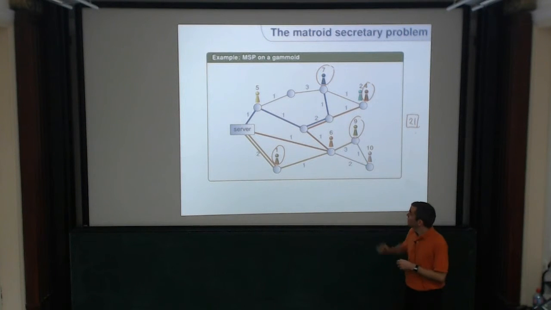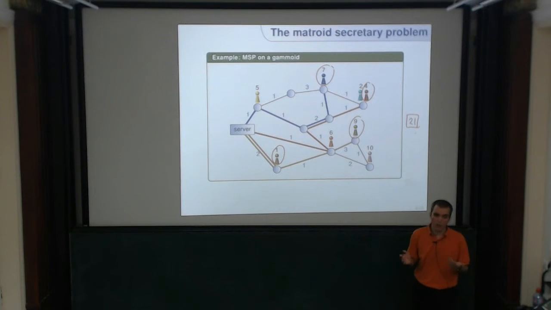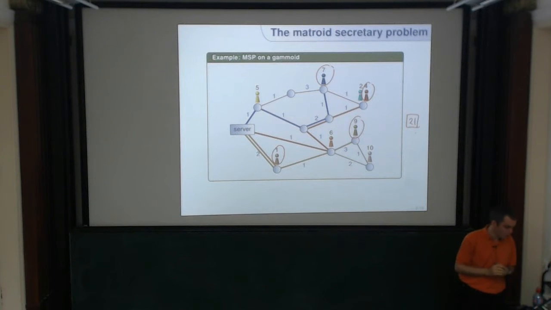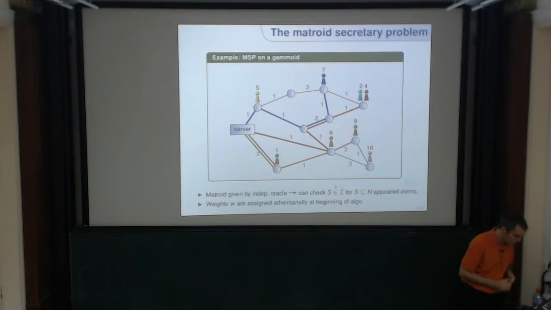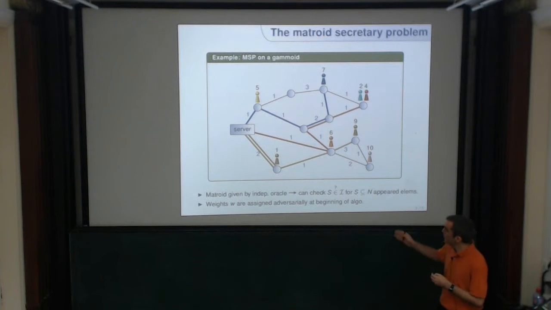So again, the rewiring is fine because clients really just care about whether they're connected or not. They don't really care how I connect them to the server. So the constraint is a so-called gammoid, the subset of clients you can connect. It's a well-known matroid. Now we want to be specific about how the problem is given. So we'll assume that the matroid is given by a so-called independence oracle that you can apply on what you've seen so far.